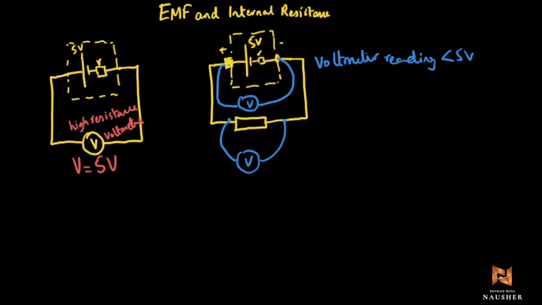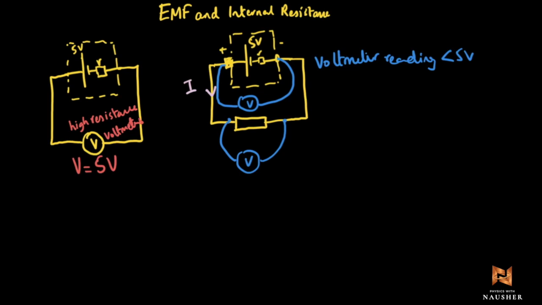Why? Maybe because there's a current. So, what if there's a current? Why is the voltage dropping? This concept has to be cleared. And now let me explain.